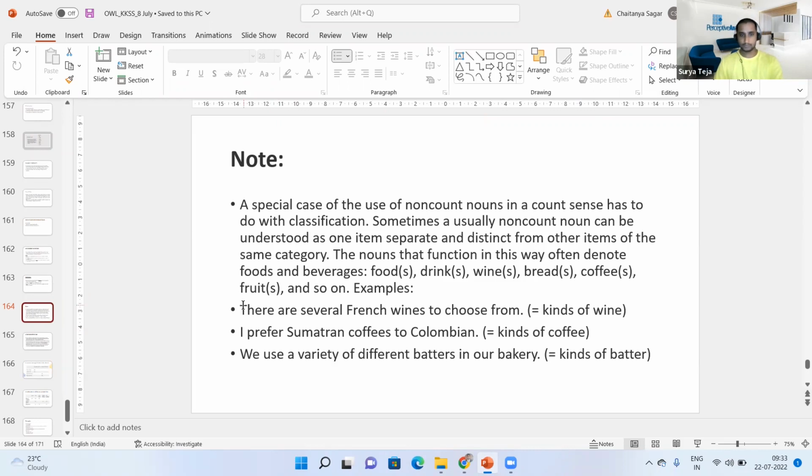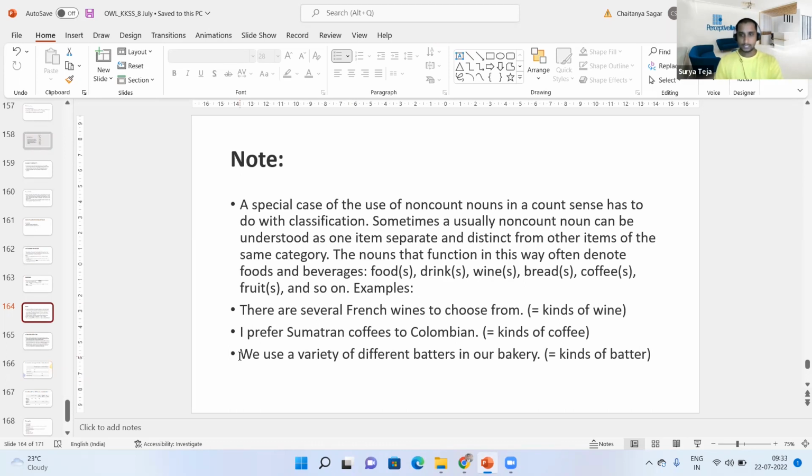If you see some of the examples here, there are several French wines to choose from. They are not talking about one particular wine, they're talking about different types of wines in French. So this non-count noun is pluralized here in this particular sense. And I prefer Sumatran coffees to Colombian. They're talking about the different kinds and range of coffees which are available in Sumatra.